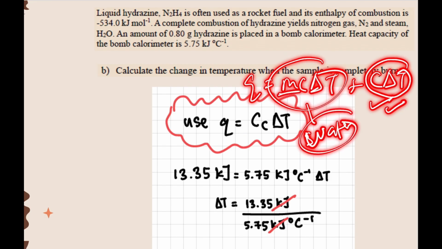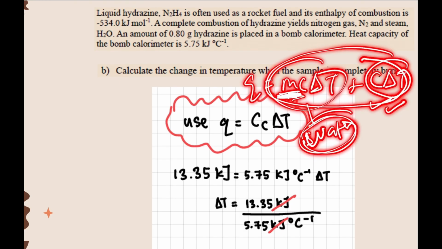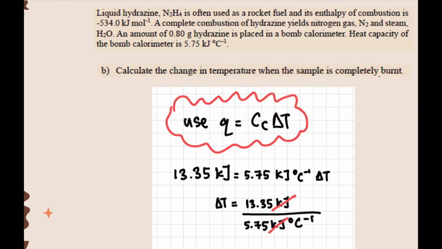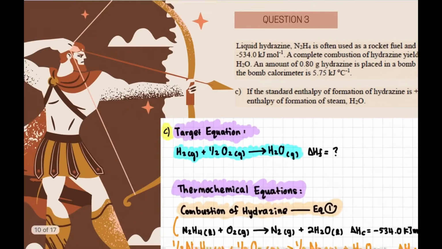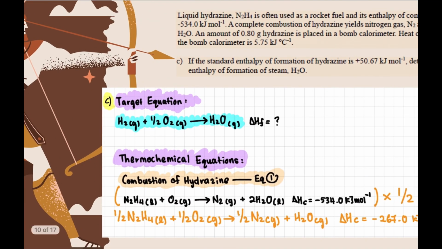Okay, if they give you the mass of water, then you will use both formulas. But in this particular case, since they do not give the mass of water, that means you just scrap off this formula. So we just use the back formula, which is C calorimeter delta T. Okay, and substitute the values we had earlier, Q in kilojoules and then C in kilojoules. Okay, and then you should get your delta T, which is 2.32 degrees Celsius. Alright, finished question 3B, and then 3C.